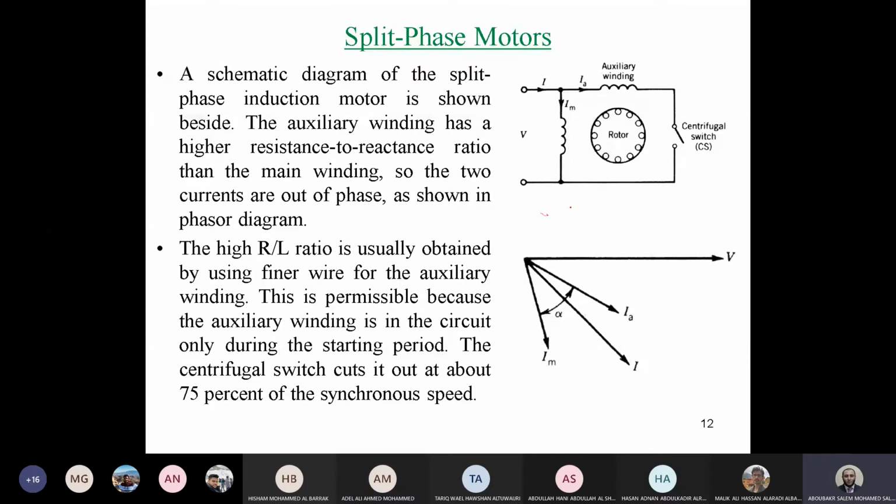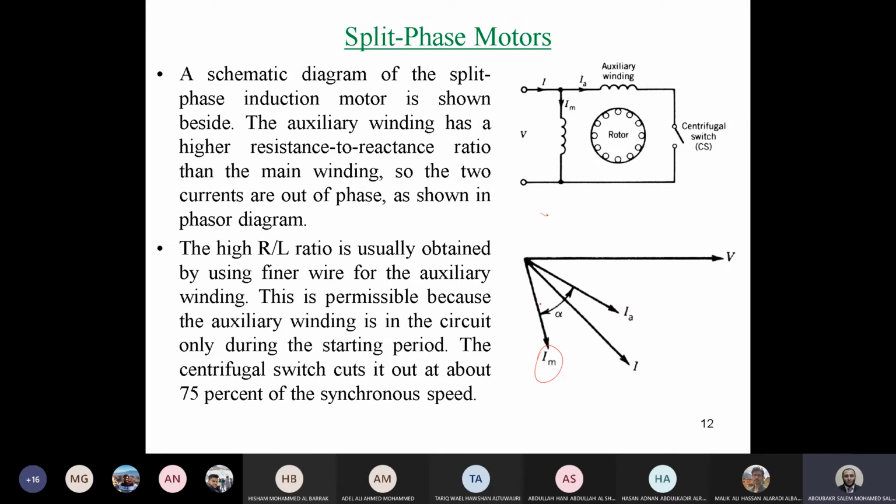Right. In terms of characteristics or phasor diagram now, let's see the performance of the motor. Here, I have some comments: the auxiliary winding has a higher resistance to reactance ratio. Why? As you can see, this is now IM. IM has a higher L to R ratio, so inductance is higher than resistance. However, the auxiliary winding will have higher resistance to inductance. Why? Because we need to make a phase shift.